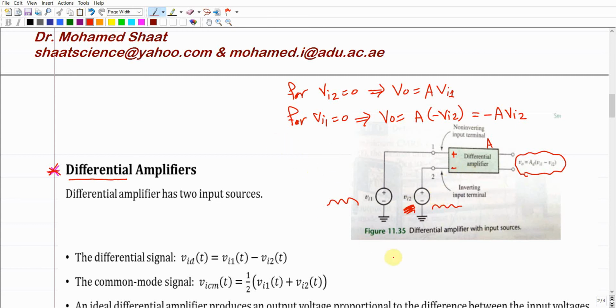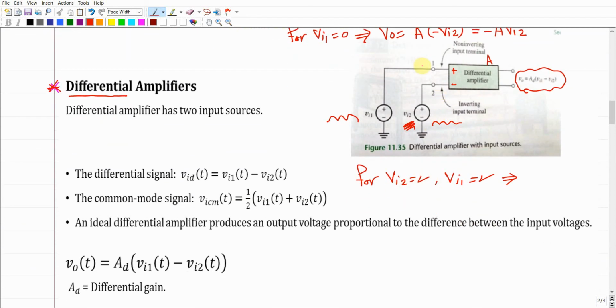But how about the case where both VI1 and VI2 have values? The V2 will be negative, but the V1 will be positive. So the output signal will definitely be the gain times V1, which is positive, but VI2 will be negative. So it's going to be the difference between them, and that's why we have the differential amplifier. The differential amplifier gives an output signal that depends on the difference between two input signals.